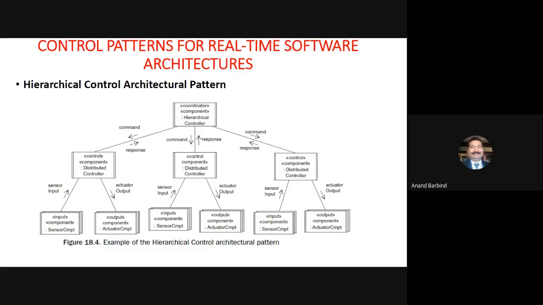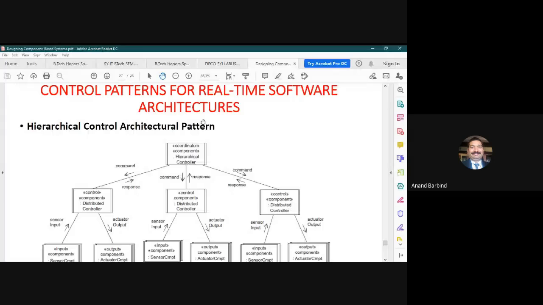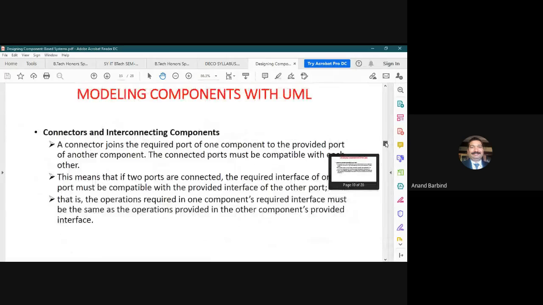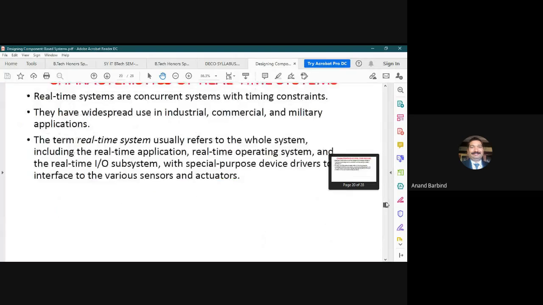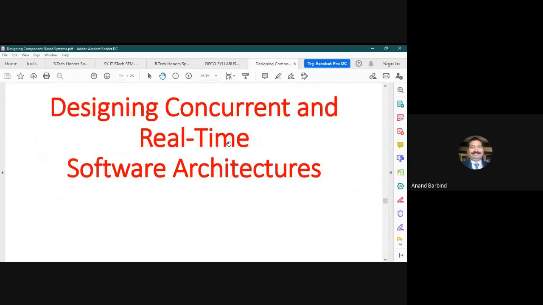So this is about the different architectural patterns that are available for real-time software architectures. I hope you have understood the three different methods that we discussed for the design of concurrent and real-time software architectures.